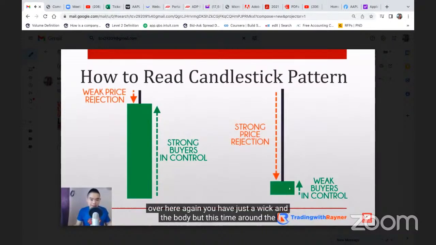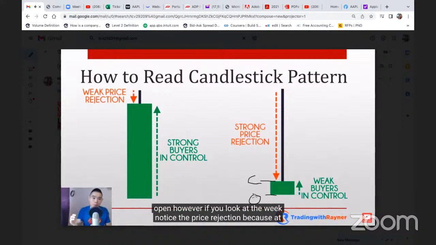Because you can see over here again, you have just the wick and the body, but this time around, the message is completely different, right? If you look at this candlestick pattern over here, it shows that yes, the price did close higher. The price opened here at this level, and it closed over here, right? This is the close, this is the open.